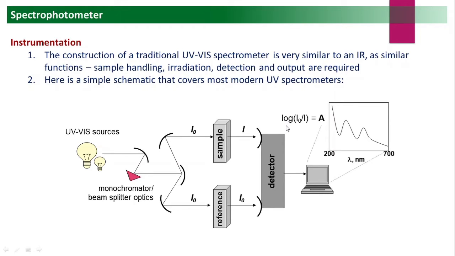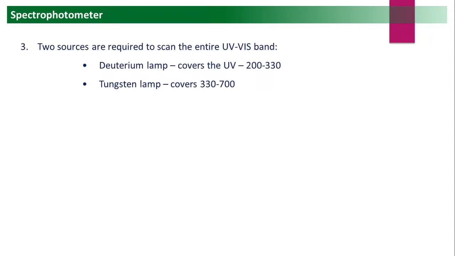Absorbance is log to the base 10 of I0, the incident radiation, divided by I, the transmitted radiation. That is absorbance. Now we'll see the working of the spectrophotometer.